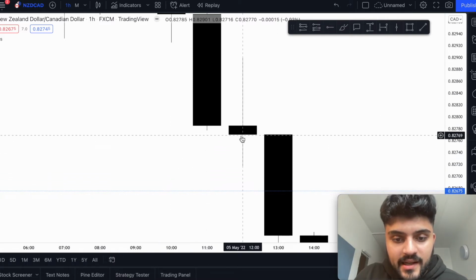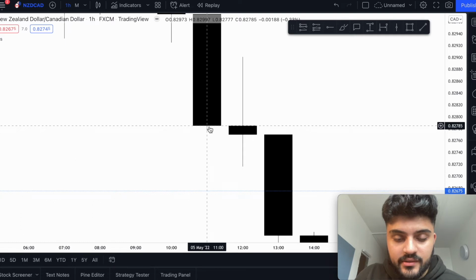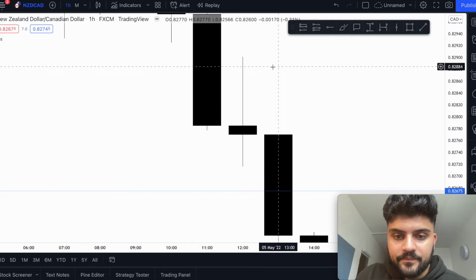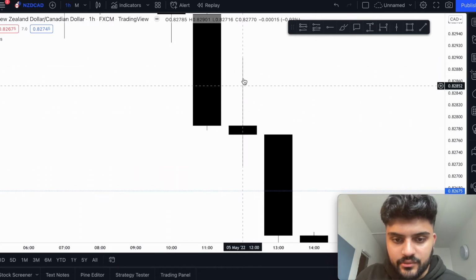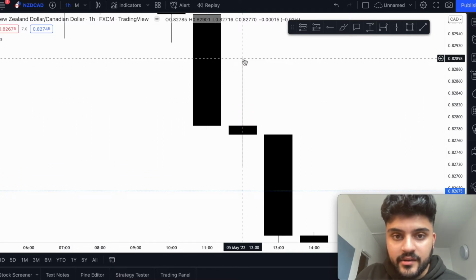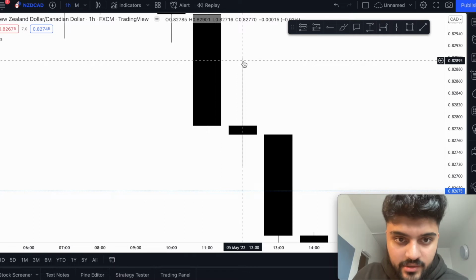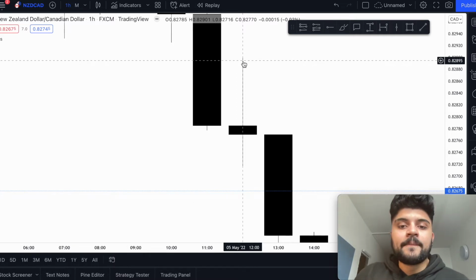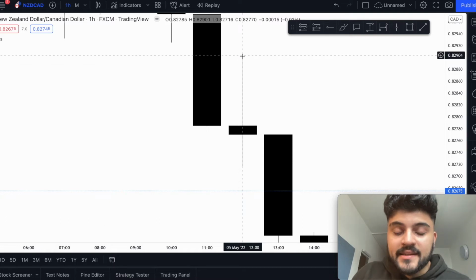As you see, it opened here because the previous candle closed here. So this previous candle closed here, the next one opened here, and what did it do, guys? It went all the way up. I'm looking at this candle right now. It went all the way up to this area, to the high. And that high, if we look at the OHLC, was 0.82901.